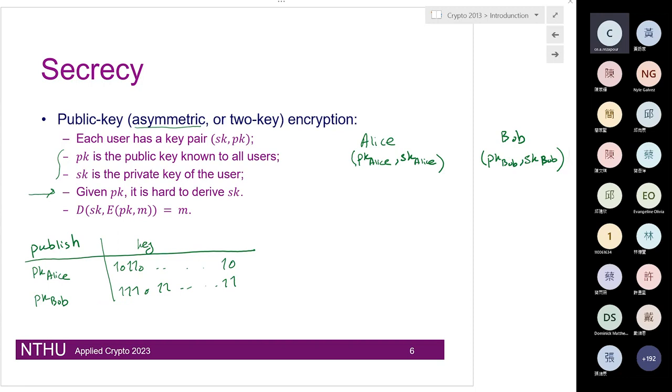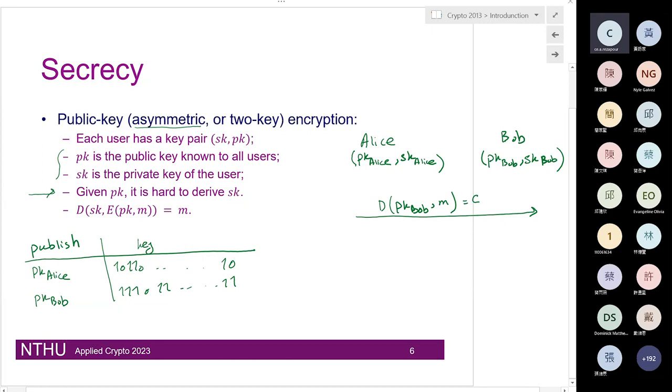Now that they want to use this public infrastructure, it's going to be interesting. In order for Alice to send a message to Bob, she would do this. She would encrypt a message with the public key of Bob, put that message here, and then get this to be the ciphertext.